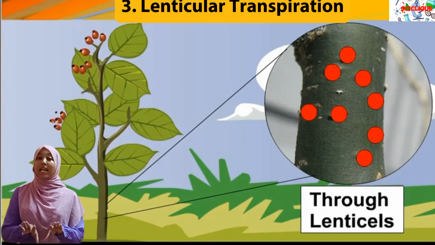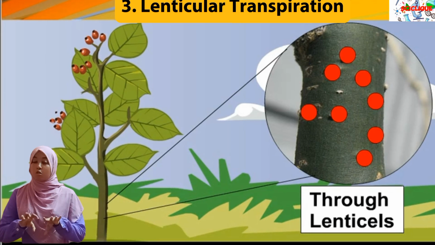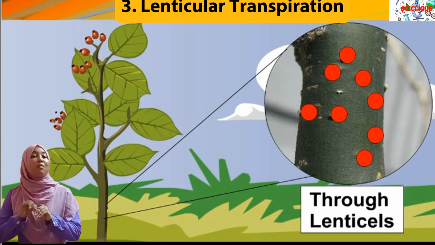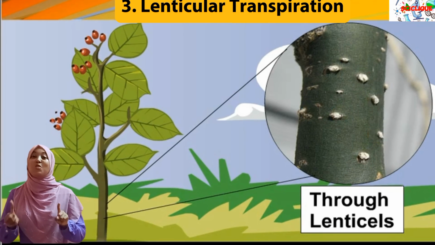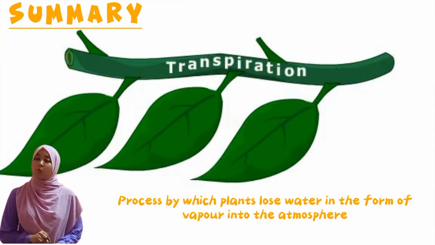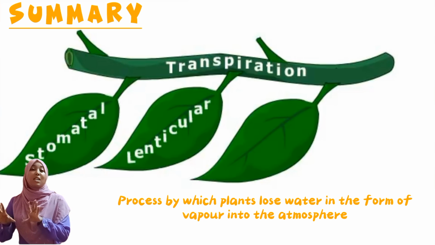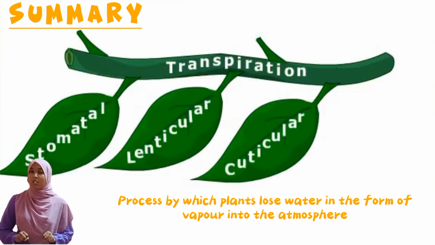Now, one thing I'd like to make a note of is this. Out of the three types of transpiration, most of it happens through stomata and very little of it occurs through lenticels. So that brings us to the end of part 1 of transpiration. Be sure to tune into the next video where I'll be discussing factors affecting the rate of transpiration. See you there.